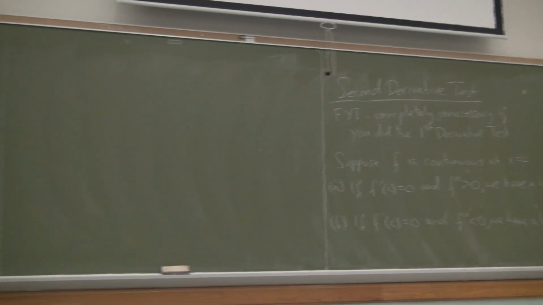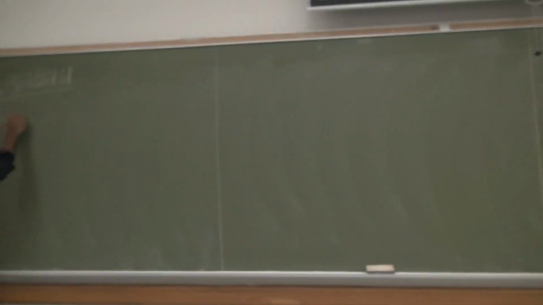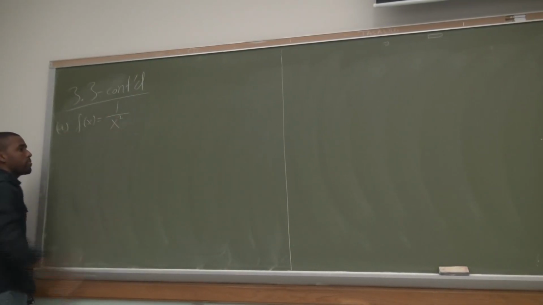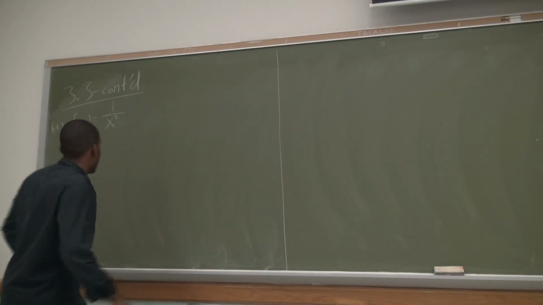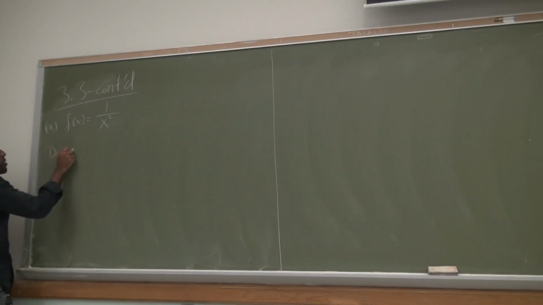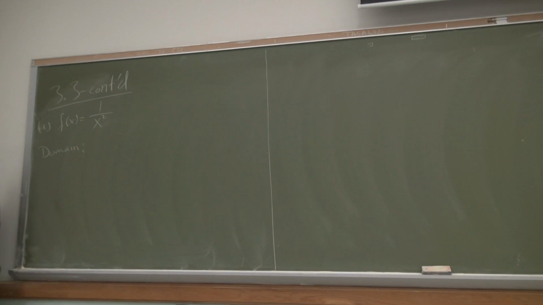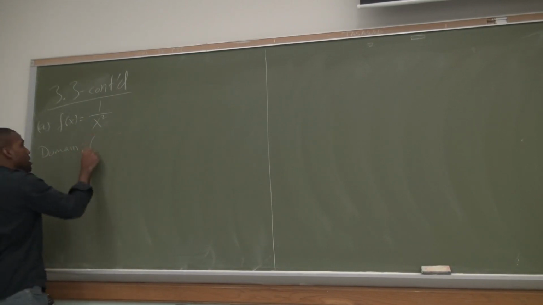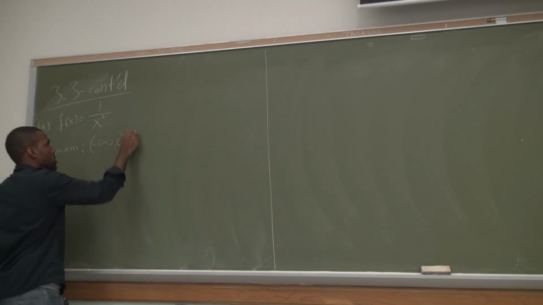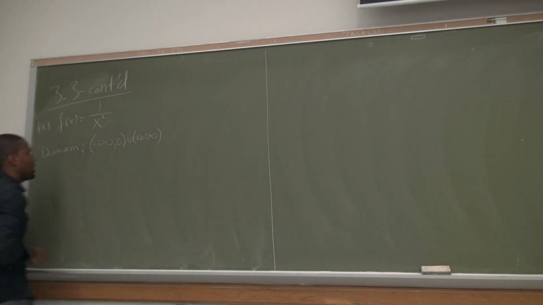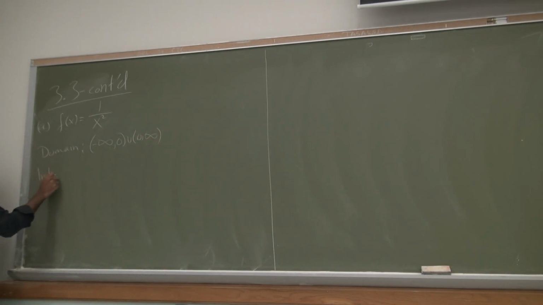Okay, A, f of x equals 1 over x squared. Let's start with the domain. What's the domain? X can't be 0, so minus infinity to 0, union 0 to infinity. Okay, that's great. What are the intercepts?